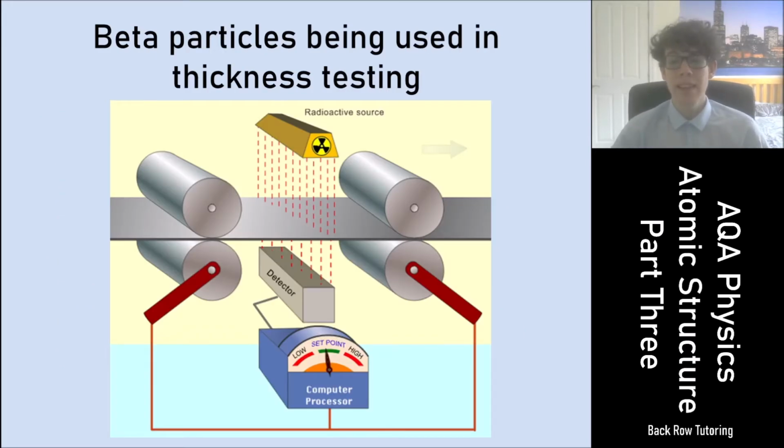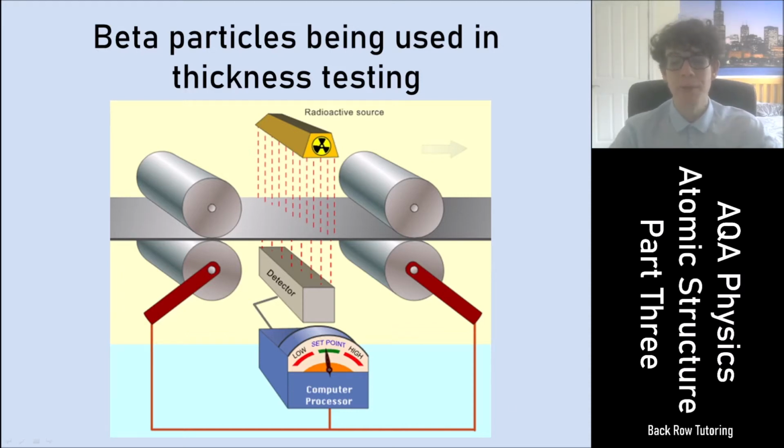So, this little picture here shows how that works. If you have a bit of metal being manufactured, let's say this sheet of metal, and you want to make sure that that sheet of metal is always the same thickness, what you can do is set up a radiation source and a detector, and the radiation source gives off beta radiation. The beta radiation is measured by the detector on the other side of the material, and then that detector is connected to a computer.